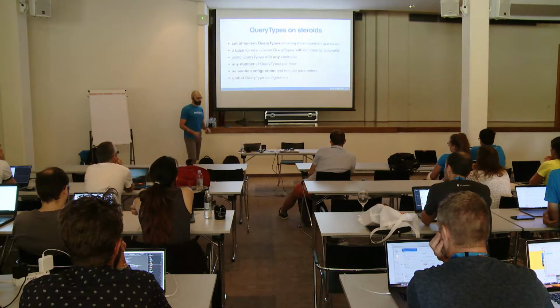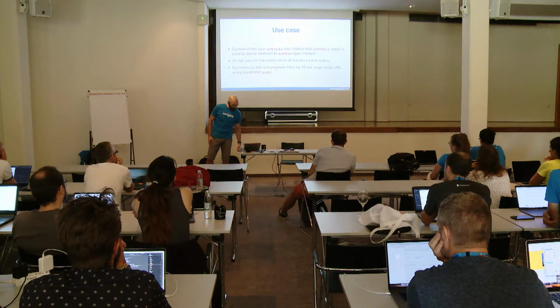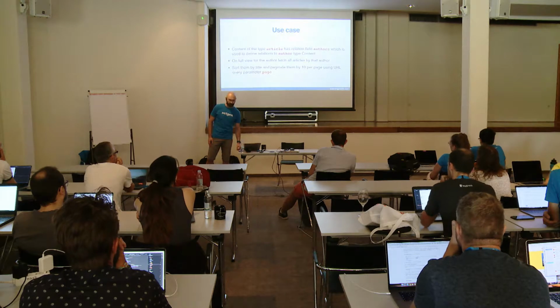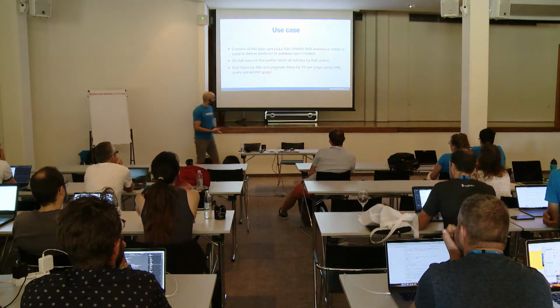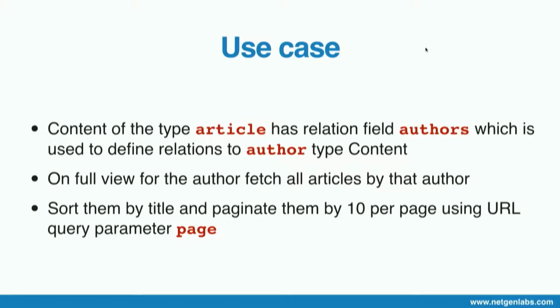I believe this might seem a bit abstract if you did not use this feature before, but I think it will be quickly obvious what this is about. So I will demonstrate on this use case. Basically, we have content of type article that has relation field authors, which is used to define relations to author type content, okay?